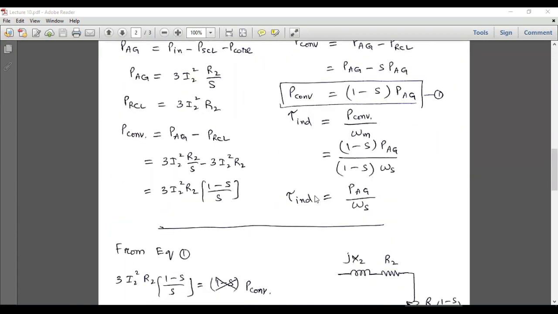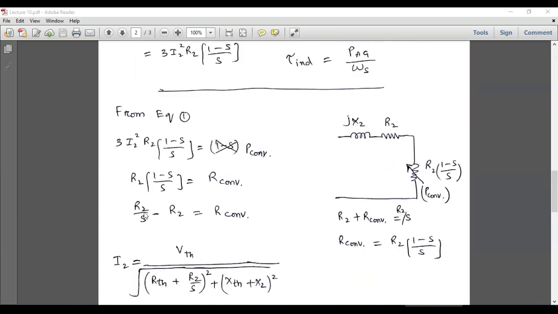So we can replace this single variable resistor with two resistors. So this R2 over S is equal to R2 plus R converted. So this is R2 and this is R converted. And R converted is equal to R2 into 1 minus S over S. So there is no S term over here, so that will be a fixed resistor, but we have S terms over here, so that will be a variable resistor.